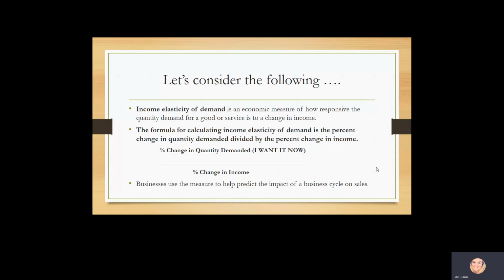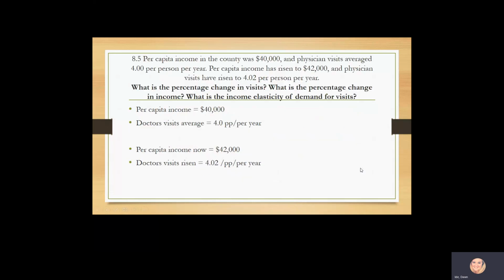So if you were Verizon, or if you were Cox, or whatever cable company you have in your area, you would be closely watching the economy. You would be closely watching percent change in income of folks in the area, because if they start making less money or they lose their jobs and they're not making any money anymore, then you're going to see that income elasticity of demand. You're going to see that percent change in the quantity demanded, right? Okay, so think about it, very practically.